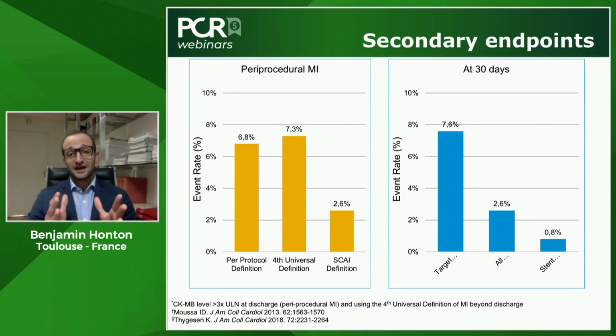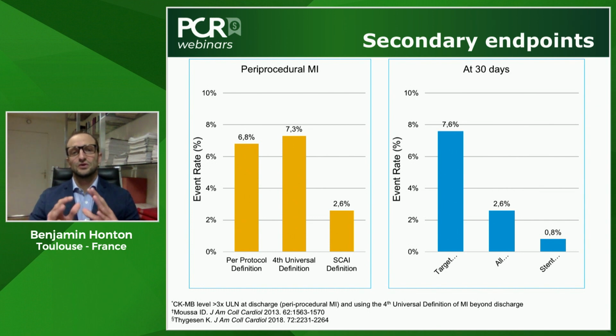One thing that I'd like to point out is that the periprocedural myocardial infarction was assessed using the old definition, because it was the definition of ORBIT 2, mandatory by the FDA. And so it was based on CK-MB, three times the upper normal limit. But when we made a sensitivity analysis with the strict definition of periprocedural MI, the SCAI definition, the periprocedural MI decreased to 2.8%.